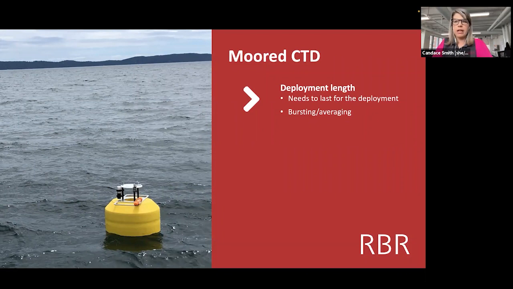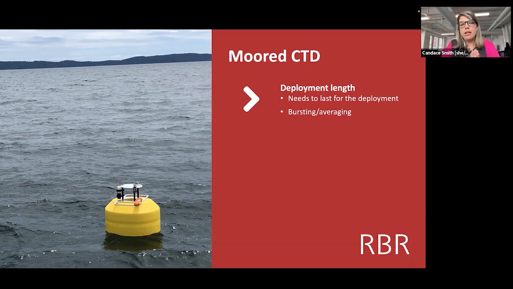And you can also think about things like bursting and averaging. So often we'll set instruments up for what we call continuous at RBR. So it's, you know, take a sample every second or every minute, every month, whatever it is. You can't do every month, but you know what I mean. But you can also do bursting or averaging.